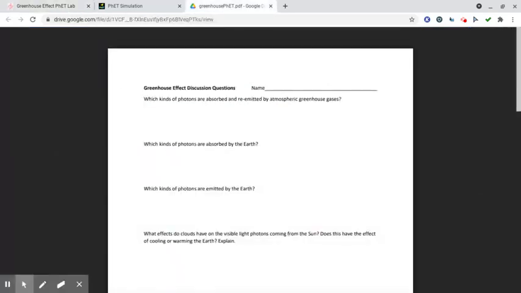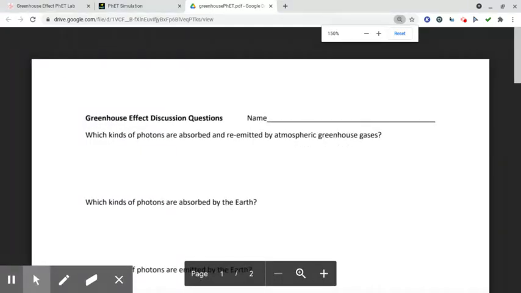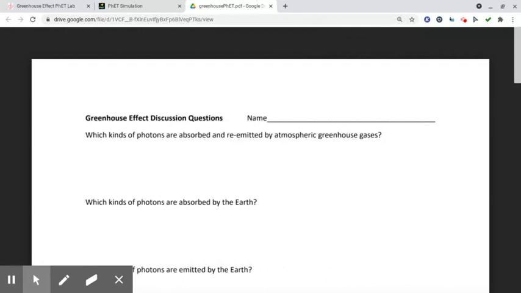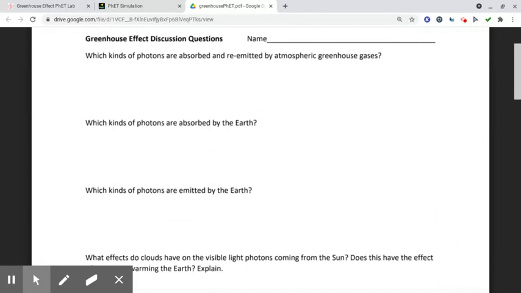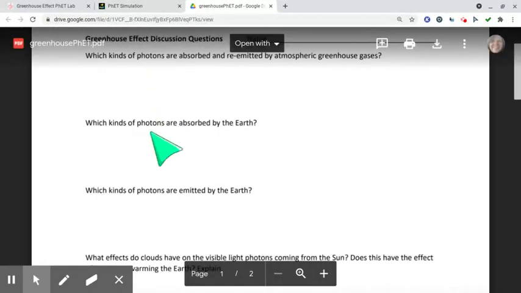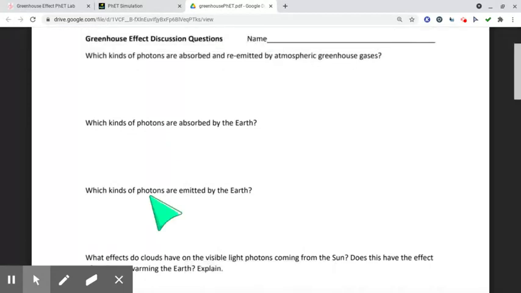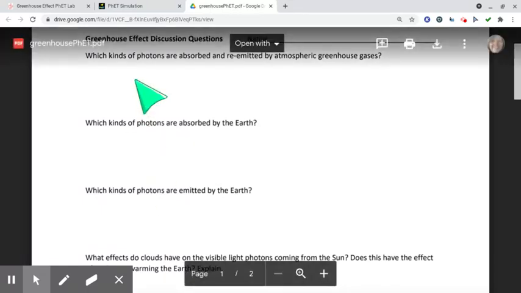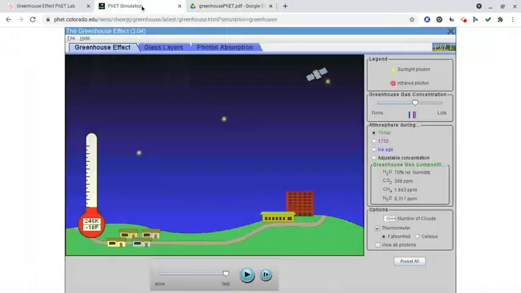First question, which kinds of photons are absorbed and re-emitted by atmospheric greenhouse gases? Which kinds of photons are absorbed by Earth? Which kinds of photons are emitted by Earth? So when we're talking about photons, we're talking about these photons here. We're talking about energy, like photons of light. There are also in this simulation photons of infrared, which is also on the light spectrum. But let's go into the simulation.